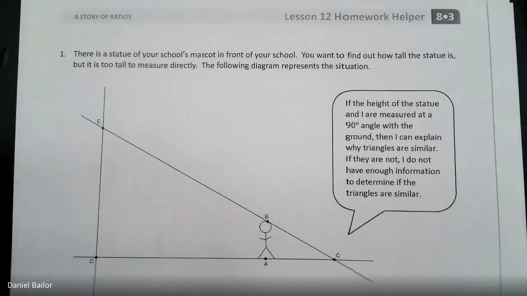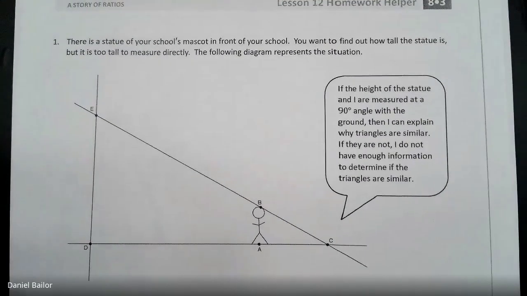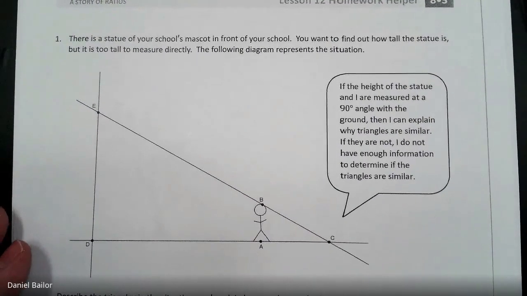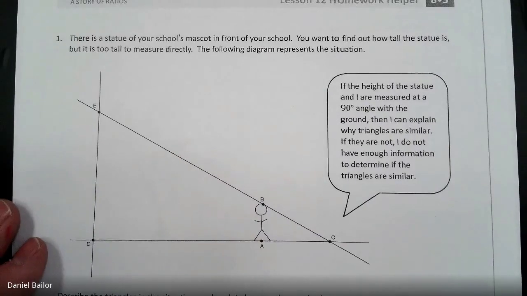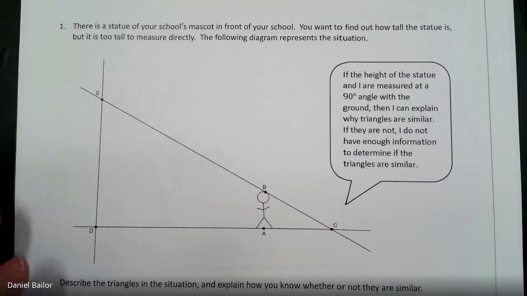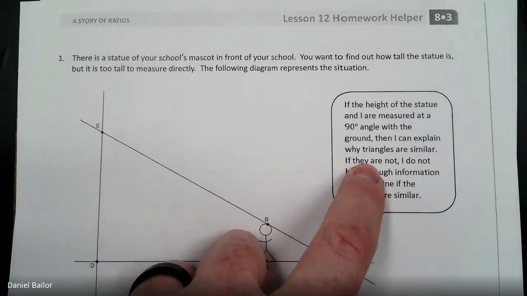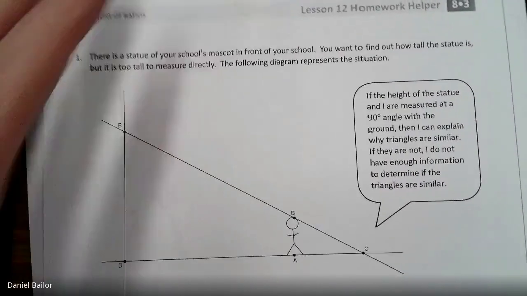Here's the homework helper. So if you need another example to look at, the homework helper will be great because you're using similar triangles to find out how tall a statue is. So they tell you the question, they give you the answer, and they even tell you what they were thinking when they found the answer. So use the homework helper.